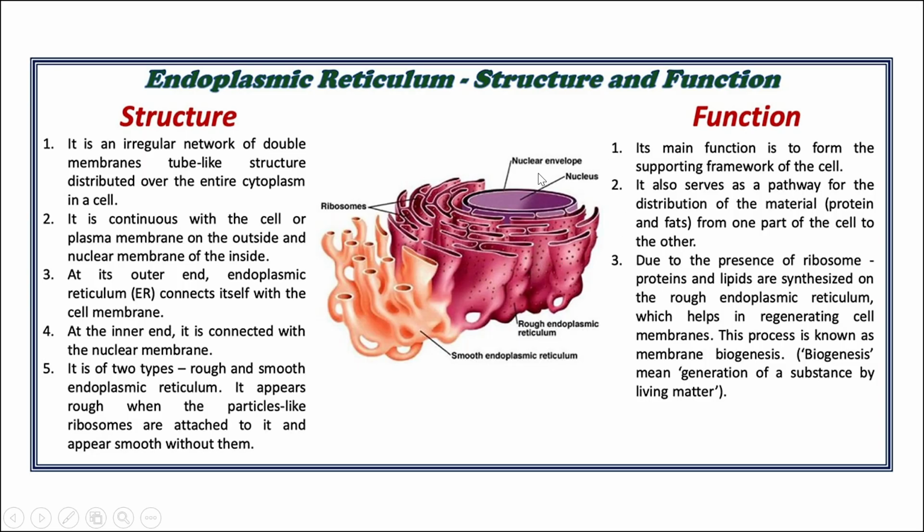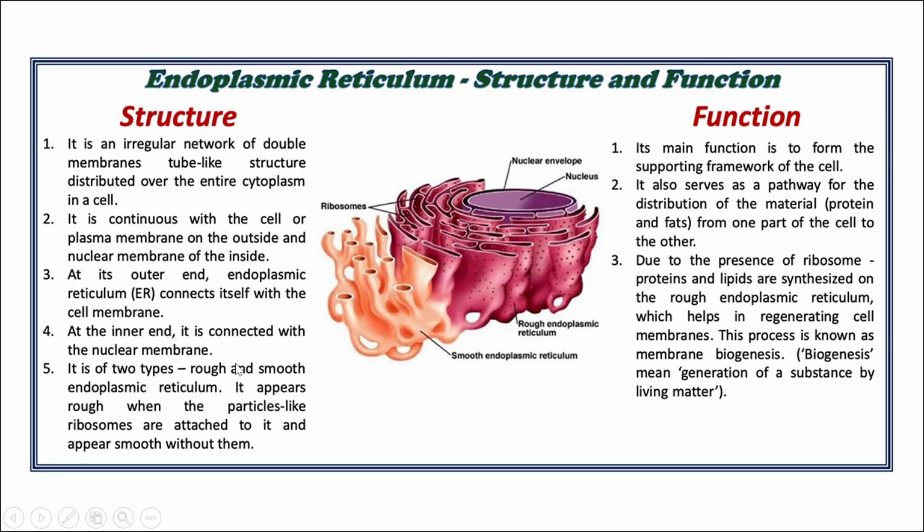Then comes your endoplasmic reticulum. It is an irregular network of double membrane tube-like structures distributed over the entire cytoplasm in a cell. It is continuous with the cell or plasma membrane on the outside and the nuclear membrane on the inside. At its outer end, the endoplasmic reticulum connects itself with the cell membrane, and at the inner end, it is connected with the nuclear membrane.